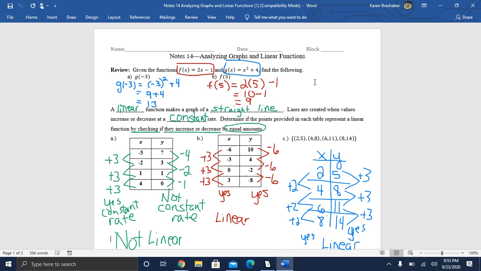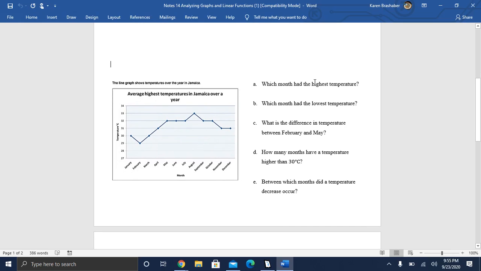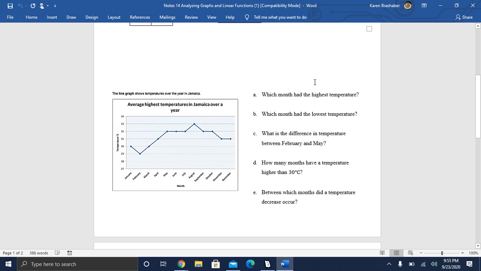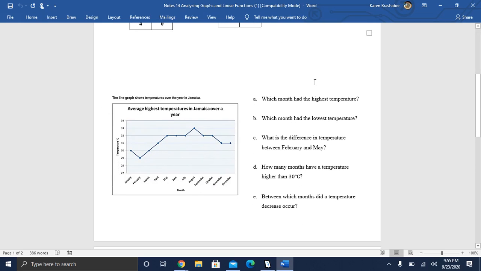So we'll move on to the bottom of the page and take a look at a graph where we ask some questions about it. So this is different from saying that we have a linear function. This is what we call a line graph. And that means that from one data point to another data point, we do have line segments. But overall, it is not a line.